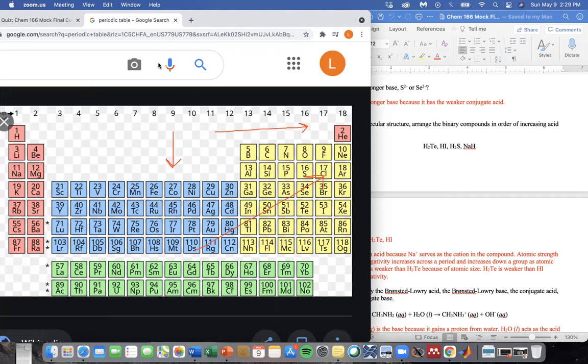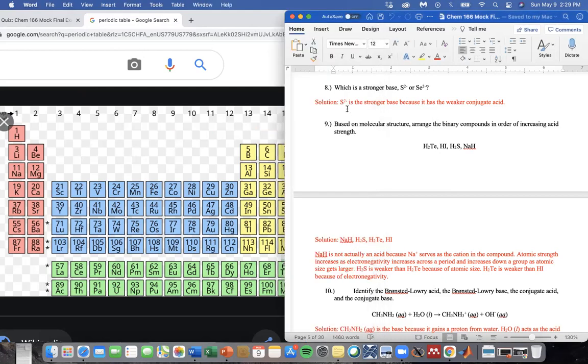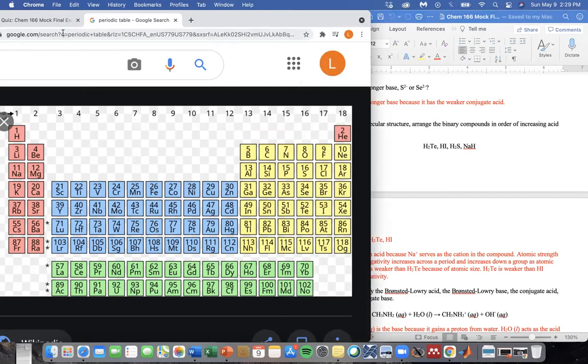And so for both of those reasons, it's kind of the same thought process, just in terms of thinking about which is the stronger base versus which one is the stronger acid, and I'm kind of working backwards. But either way you think about it, you should still get that S2 minus is the stronger base.